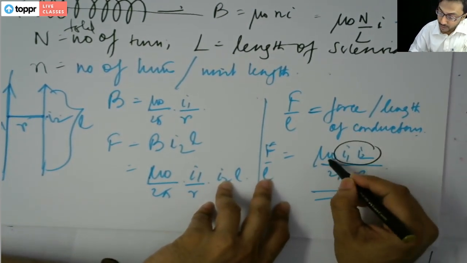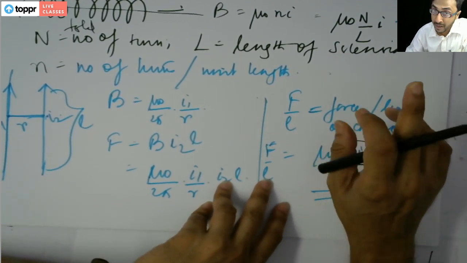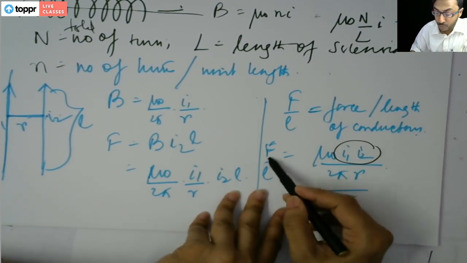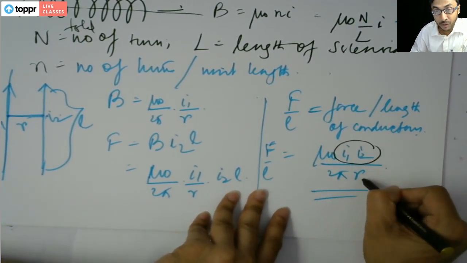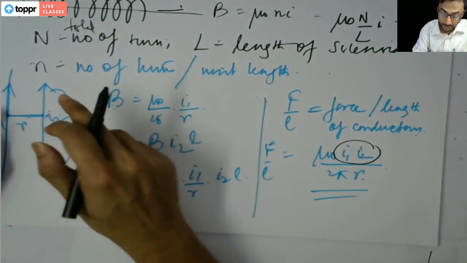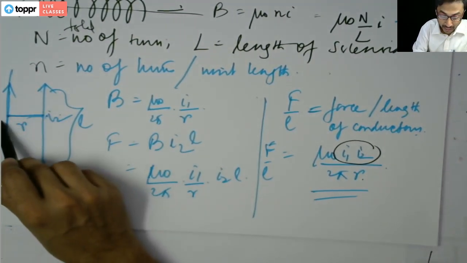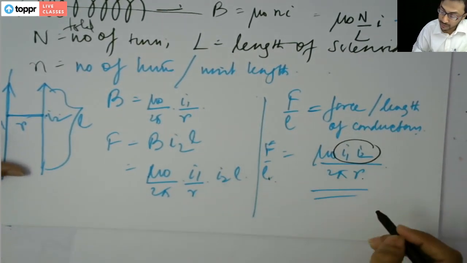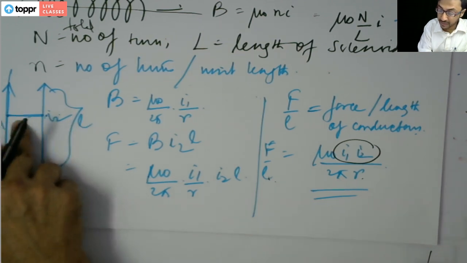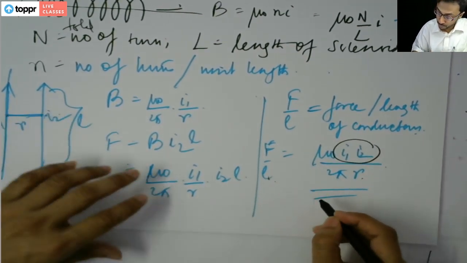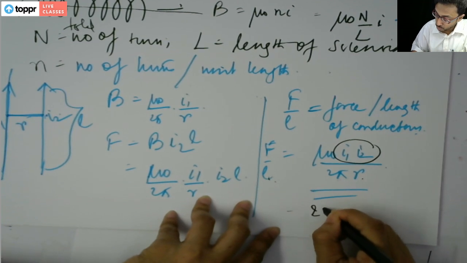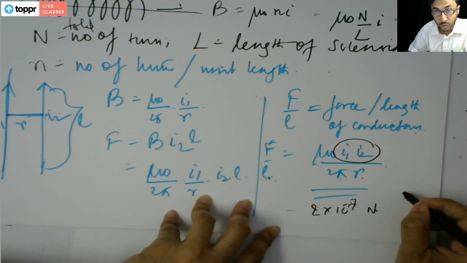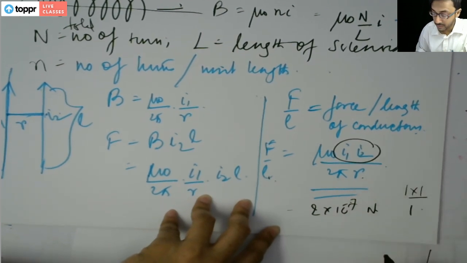Like mu 0 by 4 pi is 10 to the power minus 7, so mu 0 by 2 pi is 2 into 10 to the power minus 7. Now this is force per unit length, R is the distance between the wires. So we can say that if 1 ampere current flows in both, and 1 meter is the distance between them, then force per unit length is nothing but 2 into 10 to the power minus 7 Newton, because this is 1 into 1, and this is 1.